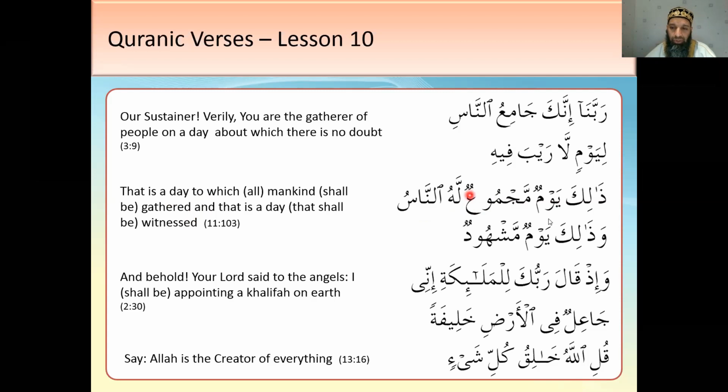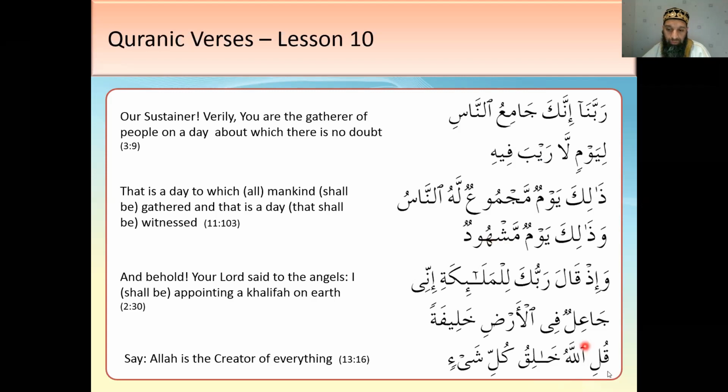Lahun nasu. And that, a day, mashhudun. What's mashhudun? Shahida is witness. Mashhud is when the witnessing is done, so it's witnessed. They're coming in the Quran, yeah? So those first two templates are really important: the doer, jami'u, and the mashhud, the maf'ul pattern.